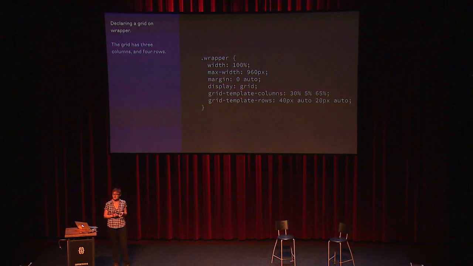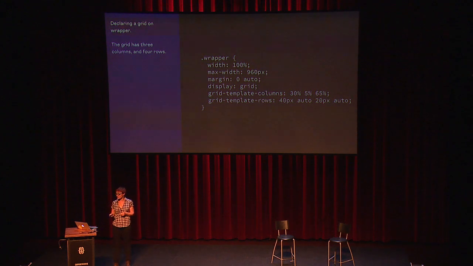So we start by setting up a grid. I've got 3 columns here. The 5% column is acting as a gutter between a sidebar and the main content. And I've added 4 rows. I've got some fixed pixel rows, which are sort of spacing things out, and then some auto rows that I'm actually going to put content into.